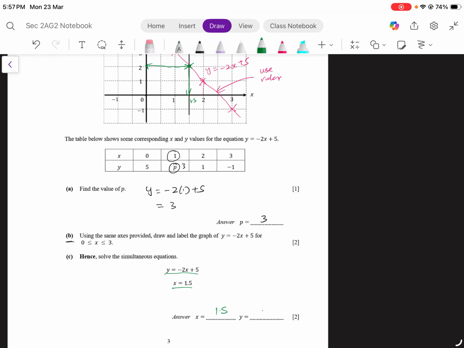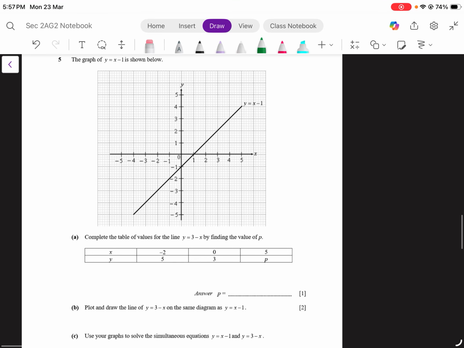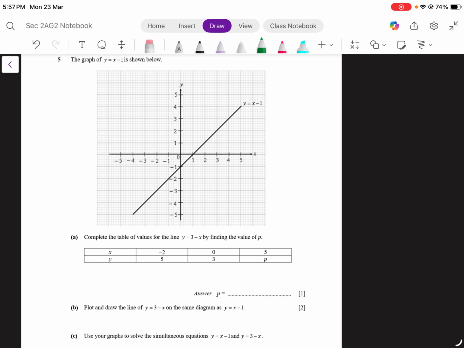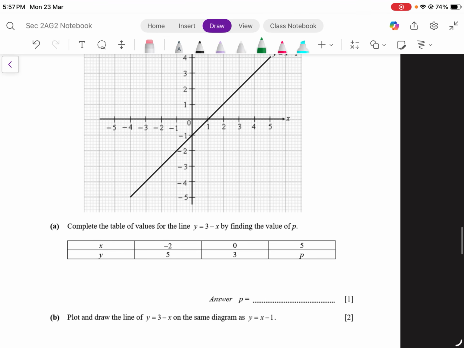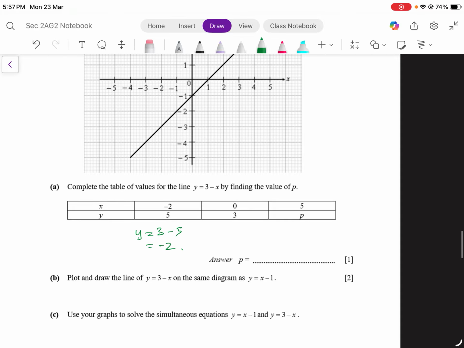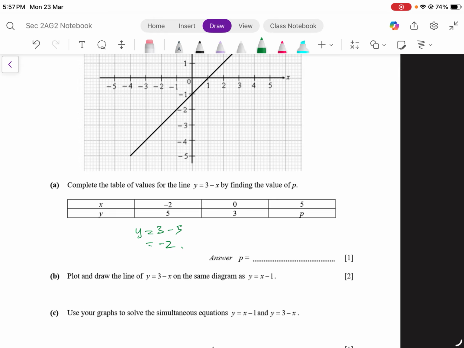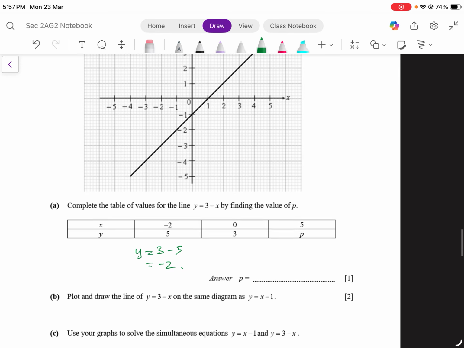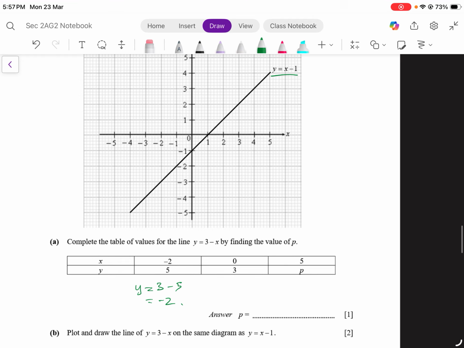Okay, moving on. Now the graph of y equals x minus 1 is shown below. Complete the table for y equals 3 minus x by finding p. So again, y equals 3 minus x. When x is 5, it's minus 2. Then plot and draw the line of y equals 3 minus x on the same diagram as y equals x minus 1. They already drew this graph for you, and you're going to draw the other graph.